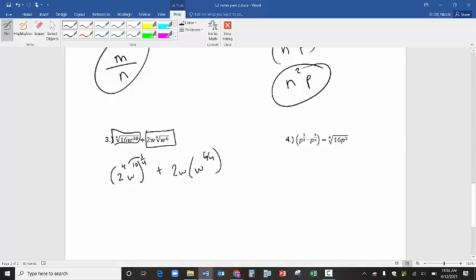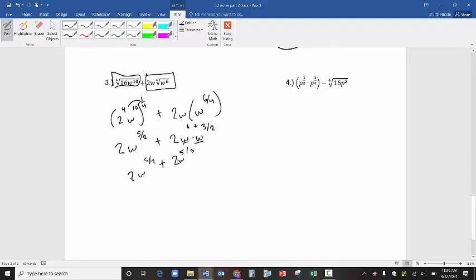Go ahead and I'll distribute my exponent, get 2 to the 1st. I will get 10 over 4, but I'm going to change that to 5/2. And while I'm at it, I'm going to change 6/4 into 3/2. Now one thing I can do is realize I am multiplying like bases, which means I can add their exponents. So I can actually make this 2w to the 5/2 power.